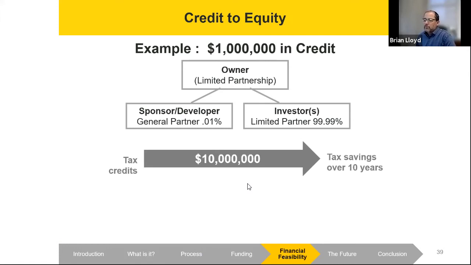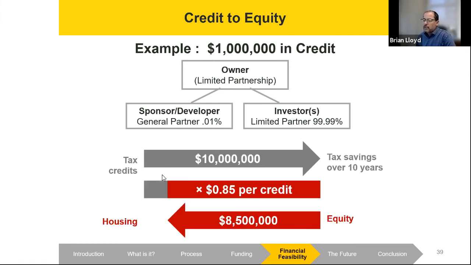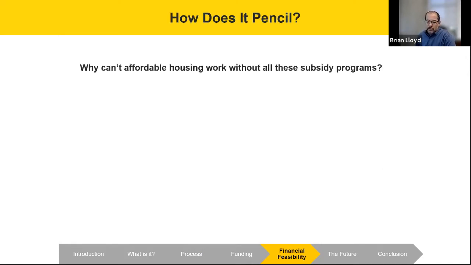But in some locations and for some developers or project types, there would be a perception of higher risk and lower return. And so the investor might offer 85 cents, which obviously reduces the equity contribution, thus creating more gap that has to be filled by a public funder.